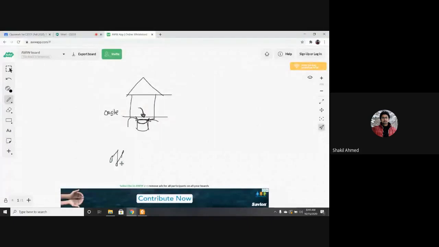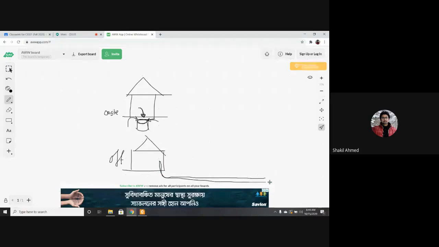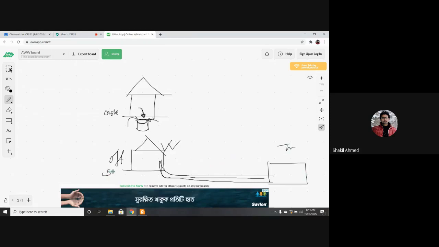What is an off-site system? In an off-site system, for example, waste is generated here. For example, in Dhaka city, in the majority of cases, waste is generated here and transported through a sewer pipe to somewhere else, to the treatment plant, and then discharged. So waste is generated here, but it is transported somewhere else and treated at a different location. This is what we call an off-site sanitary system.